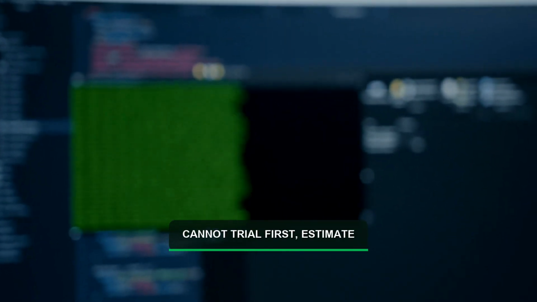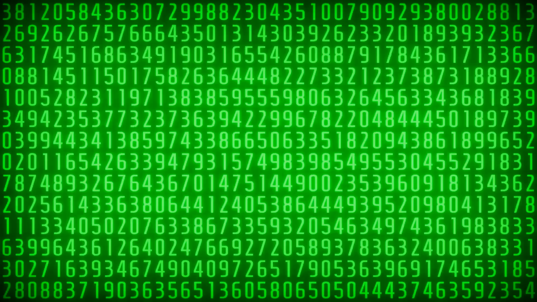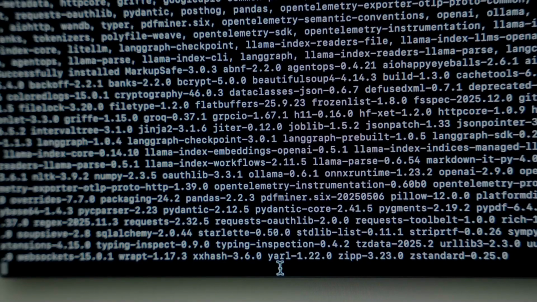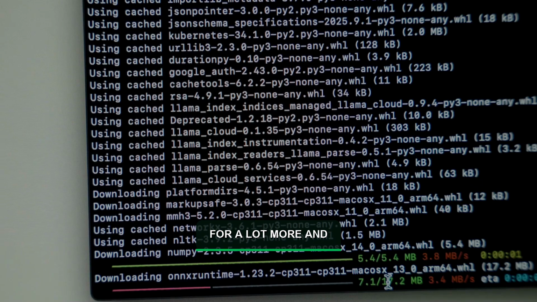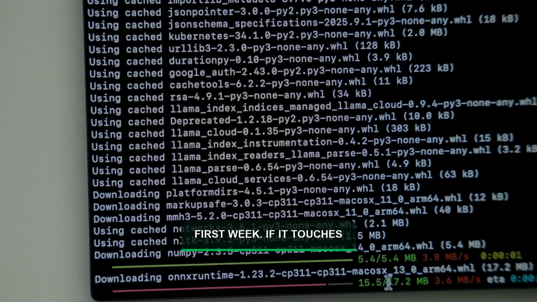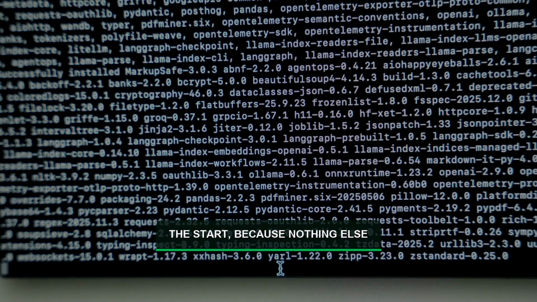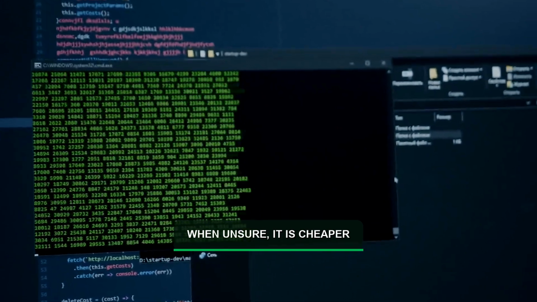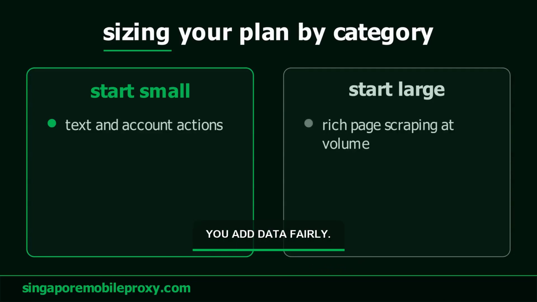If you cannot trial first, estimate by category. If your work is text and account actions, start small, because you will likely stay well under a modest plan. If it is heavy scraping of rich pages, plan for a lot more and watch it closely in the first week. If it touches video or media at all, assume the high end from the start because nothing else burns data like motion does. When unsure, it is cheaper to start a size down and top up than to buy huge and waste it, as long as your provider lets you add data fairly.